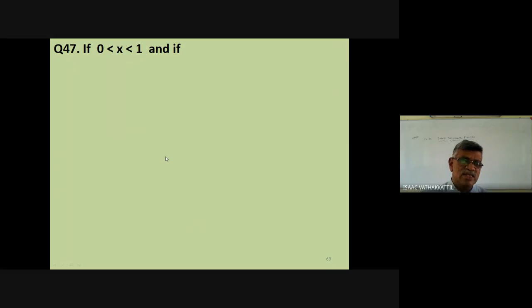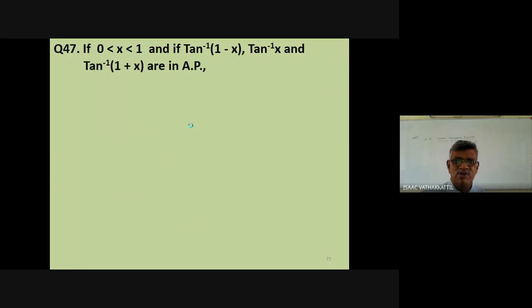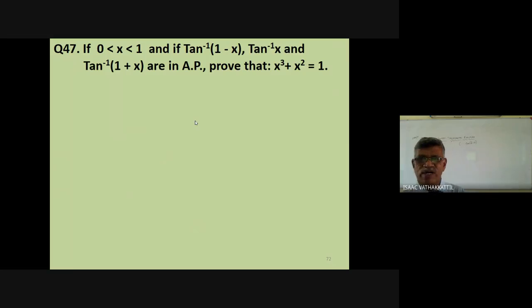If x lies between 0 and 1, and tan inverse of 1 minus x, tan inverse x and tan inverse of 1 plus x are in arithmetic progression, prove that x cubed plus x squared equal to 1. See what is given here? Three terms are in arithmetic progression. What is the inference in 3 terms? A, B, C are in arithmetic progression.